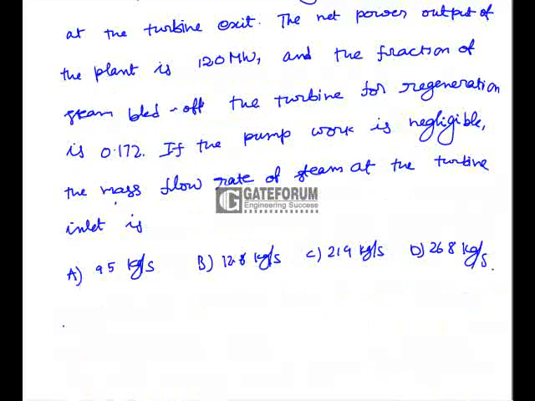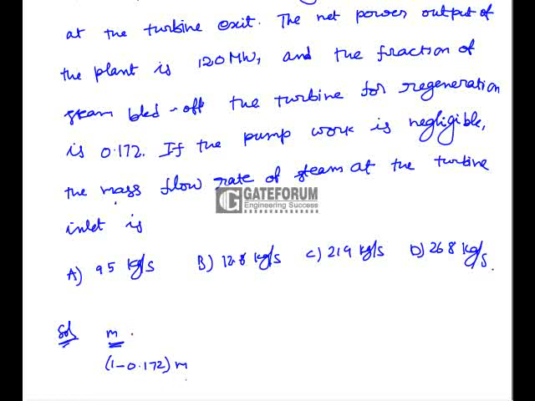So here the given cycle is a regenerative cycle, and let us say m is the mass flow rate of the steam at the turbine inlet. Here the fraction of steam bled off the turbine for regeneration is 0.172. That is, after the bleed of some steam, in the second stage the mass flow rate of the steam is (1 minus 0.172) into m. So for the first stage the mass flow rate is m, and for the second stage the mass flow rate is (1 minus 0.172) into m.